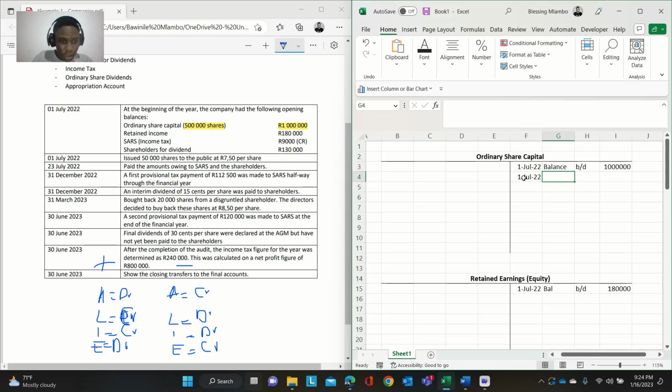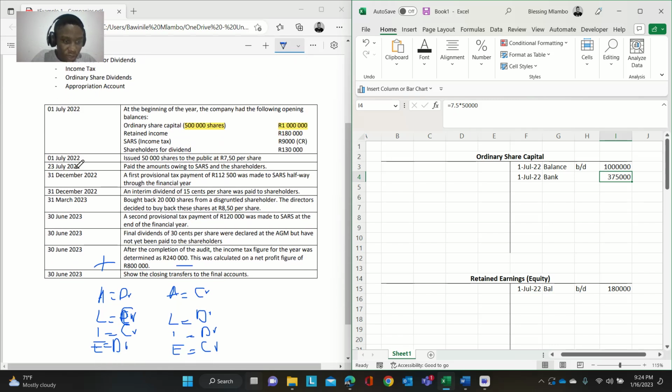2022, and then we're going to say bank, because when we issue out these shares, we're receiving cash from the shareholders. And then I'm going to skip this column, and I'm going to say, so the amount they invested in the company, which shareholders invested through buying shares, is R7.50 per share times the 50,000 shares. So in total, the shareholders injected this much money in the company, which is 50,000 times 7.50. Let's go to the second transaction.